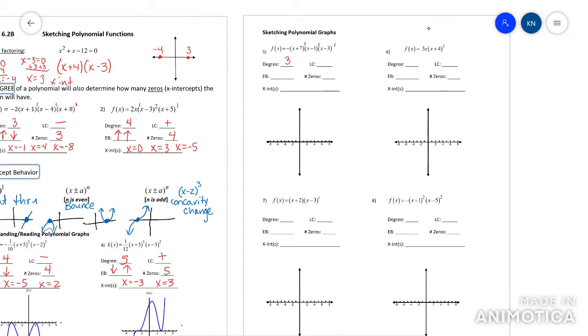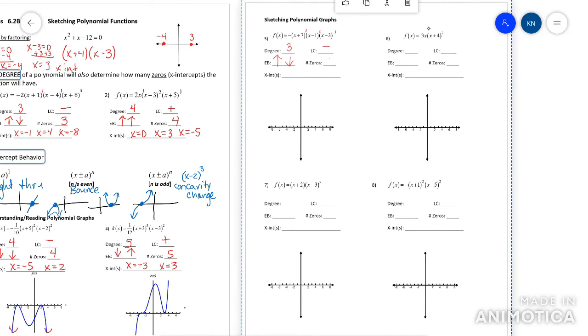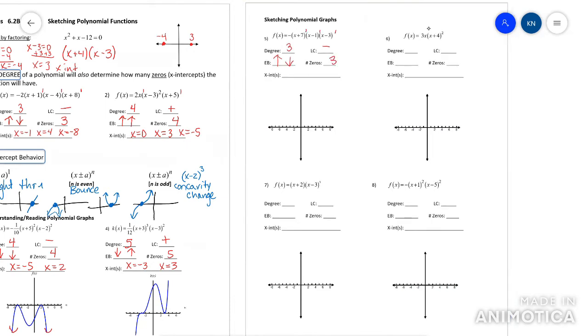My leading coefficient is this negative sign. Imagine it's like a negative 1. So that makes my leading coefficient negative. The end behavior, this is a negative odd function. Negative odd functions start high, end low. It's an up, down. Number of zeros make it match degree. And then my x-intercepts here are x equals negative 7, x equals 1, and x equals 3.